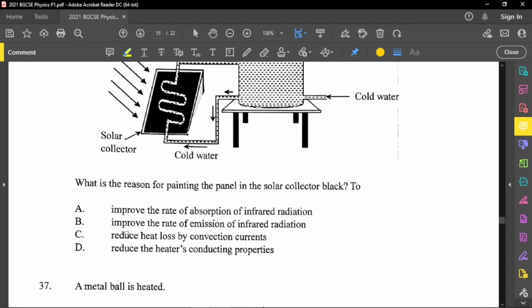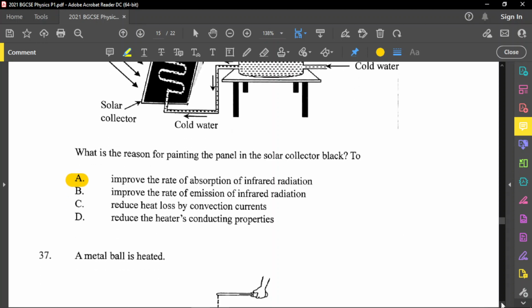So black absorbs. All right, to reduce heat loss by convection. Well, it could reduce heat loss, but it's not by convection, because the more heat absorbed, the more heat will be conserved. But convection is inside the liquid itself, so that's not going to affect convection at all. Reduced heat conducting properties is not true at all. So definitely A is our correct answer: improvement in terms of absorbing radiation.